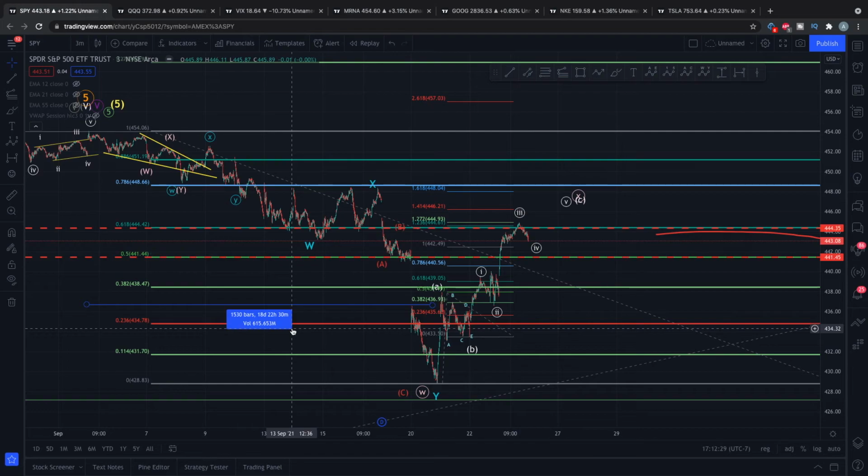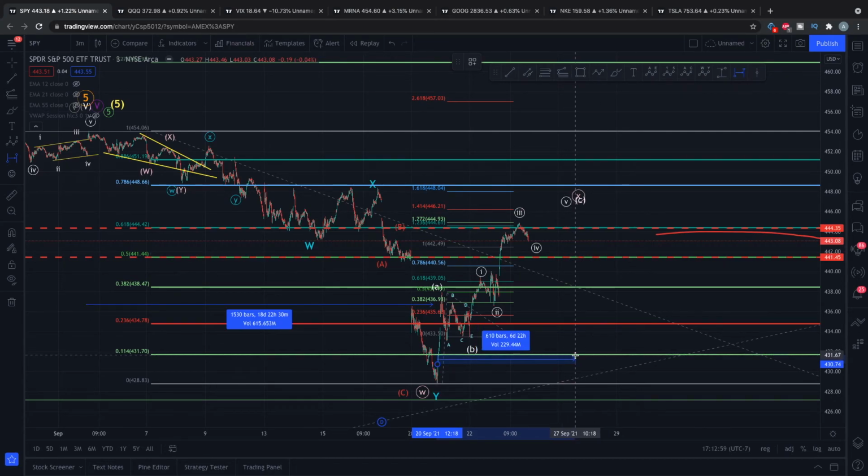Just once again, in terms of time, I have it written here that the time it took for this WXY, for the W initial move, was around 1,530 bars. And just as a heads up, the X wave can typically take 61.8% of the time of the W wave. That's not always the case. I don't really like using Fibonacci ratios for time because they can be a little bit unreliable, but that's just a guideline. So that would be around 590 bars, something around here.